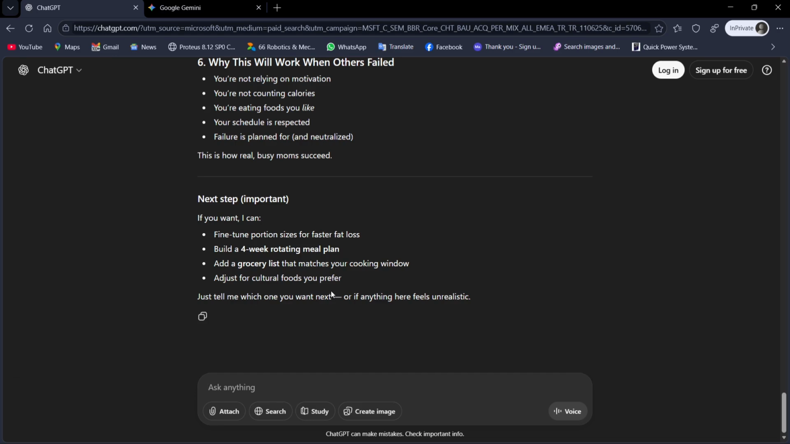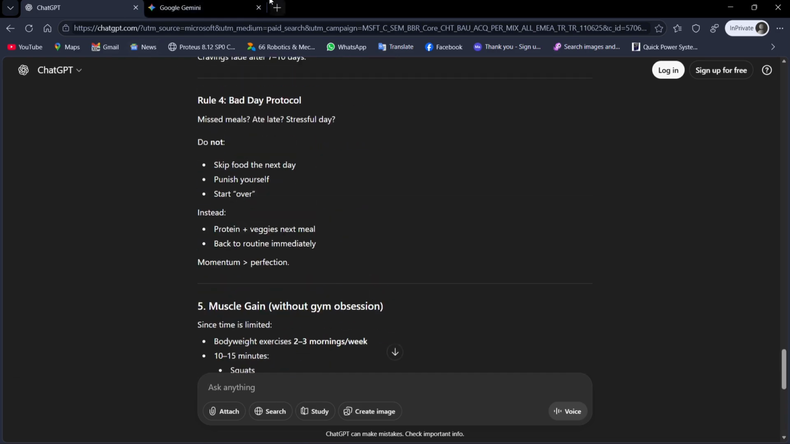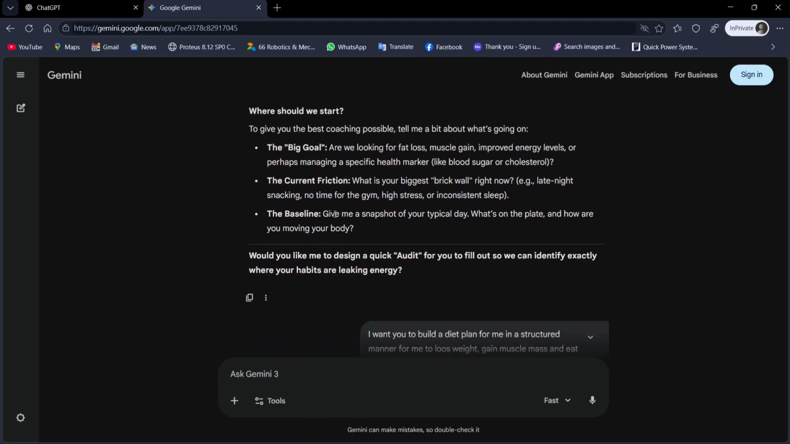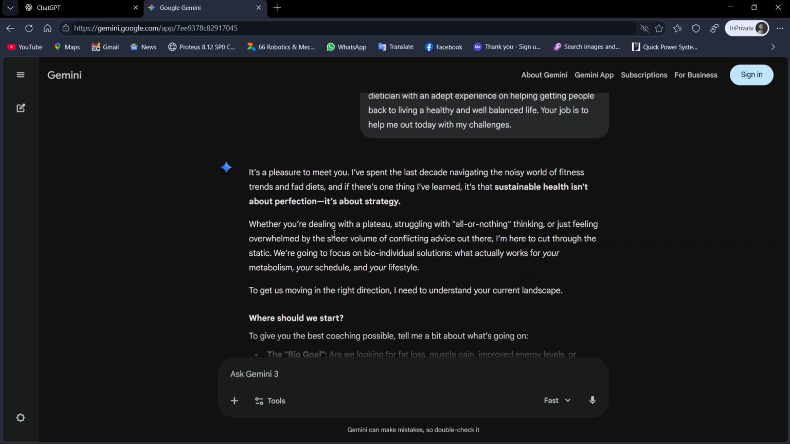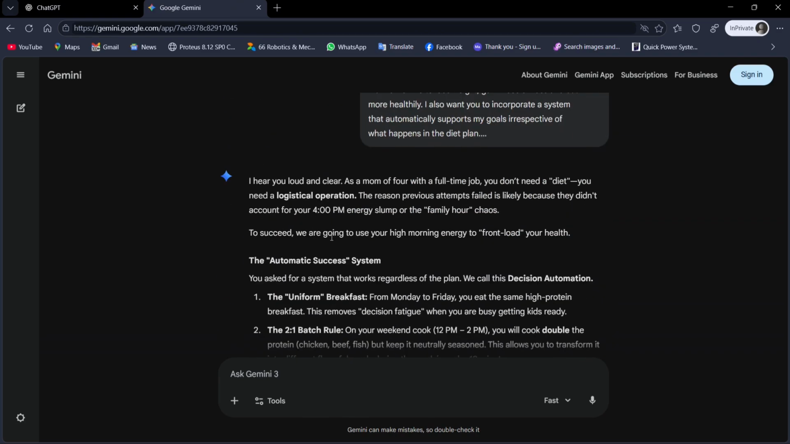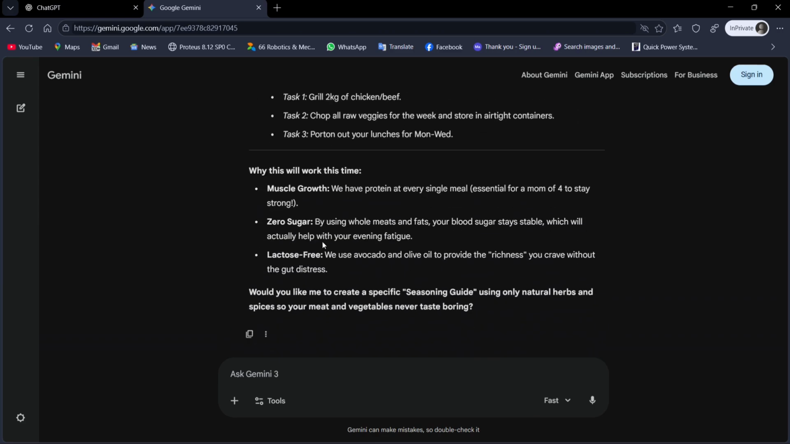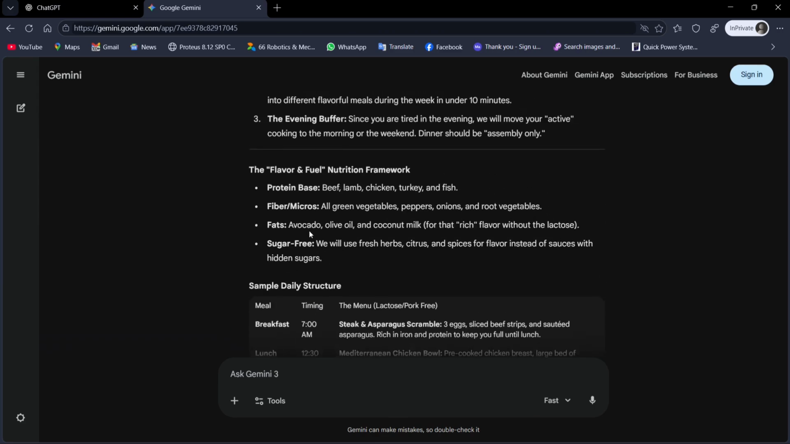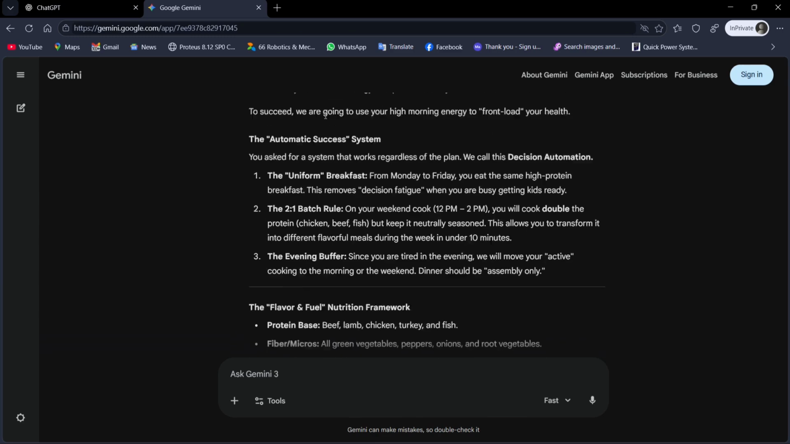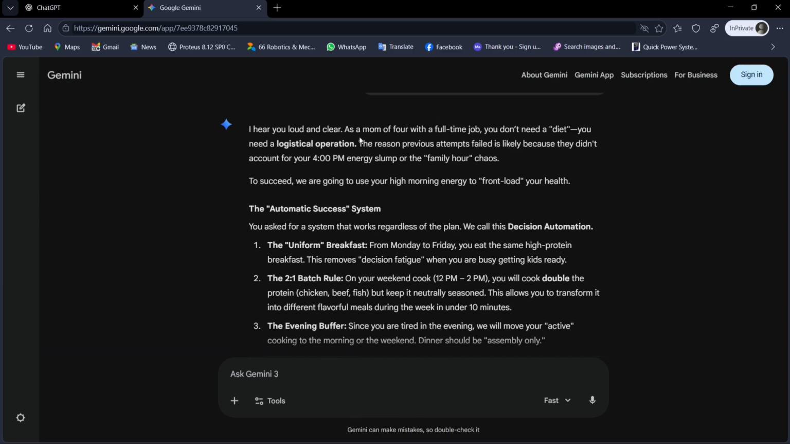If anything here feels unrealistic... This result is, in my opinion, far better than what Gemini gave. Let's see the results of Gemini. Gemini's response is not as deep as that of ChatGPT. Let's see. I hear you loud and clear.